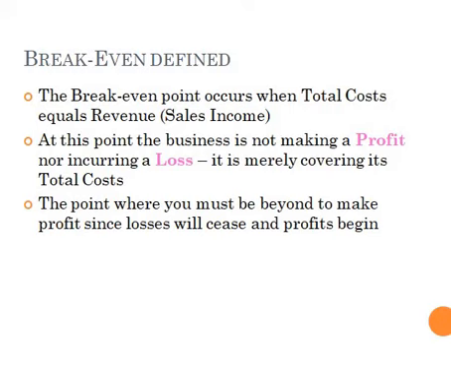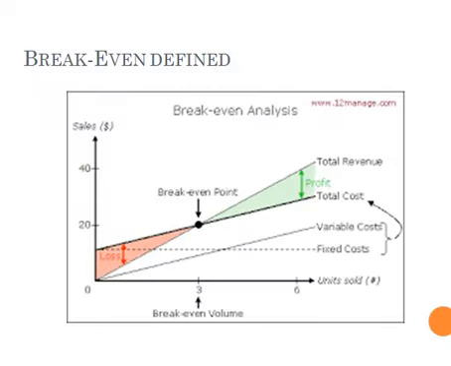Now, how do I calculate this point? Let's see. This is a graph showing the break-even analysis. This is the break-even point. You can see that it is the intersection of the total revenues and the total cost. They will intersect at this specific point. We will refer to this point as the break-even point.